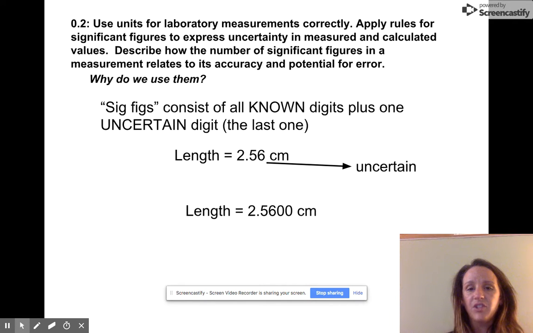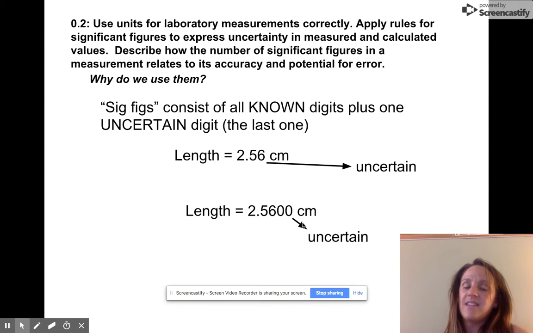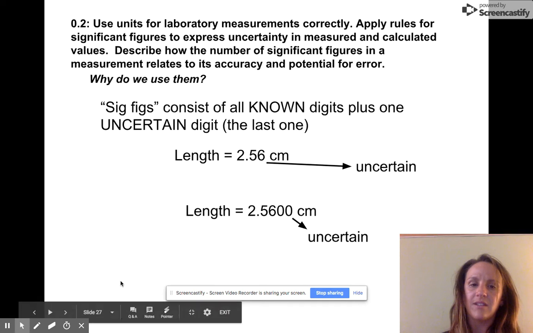We don't ever know. There's some rounding that has to happen. So if I change that to 2.5600, look at where the uncertainty is now. In this first value, I was uncertain in the tenths of a centimeter. Here, I'm uncertain in the hundredth of a centimeter. Here, 10, 100, 1,000, 10,000. So here I have a lot less uncertainty because the uncertain digit is in the 10,000ths of a centimeter. So this is a much more precise measurement. This is a better measurement. So in measurements, the more significant figures we have, the better that measurement is.